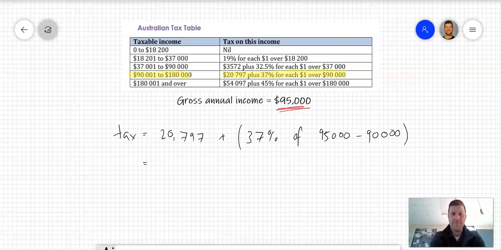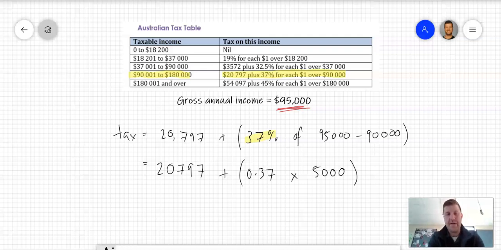Now, don't put in your calculator 37%. We obviously need to convert that to a decimal. So it's 20,797 plus 0.37. To convert to a decimal, remember we divide by 100, or we move that decimal place 2 places to the left. Of mathematically means multiply, and 95,000 take 90,000 is of course 5,000. So you can put that straight in your calculator. I'm going to show you though separately. I've done it here in two parts.